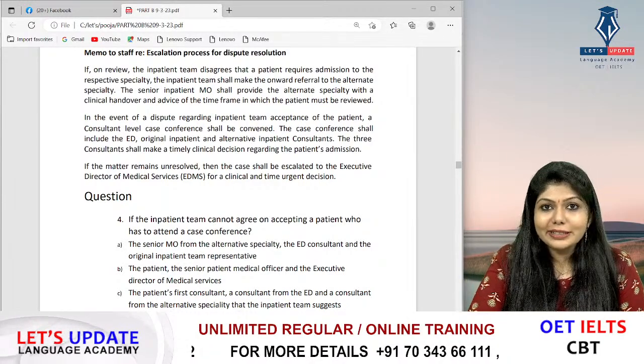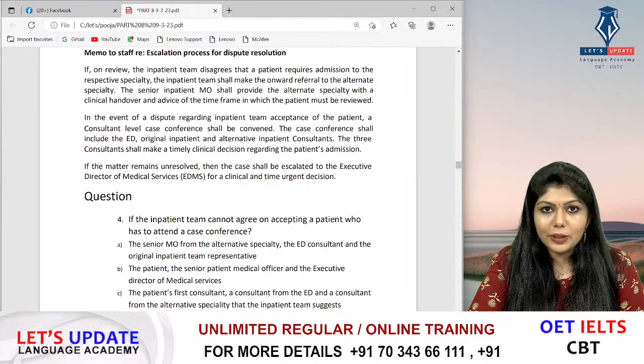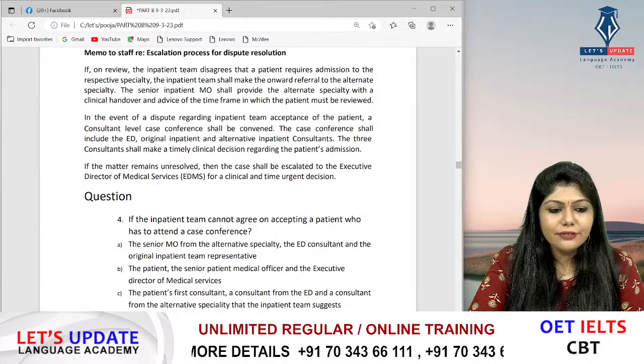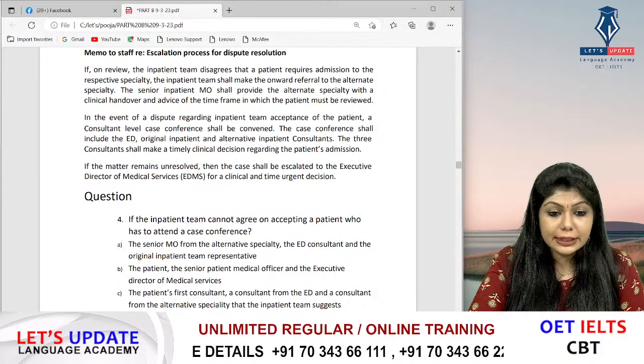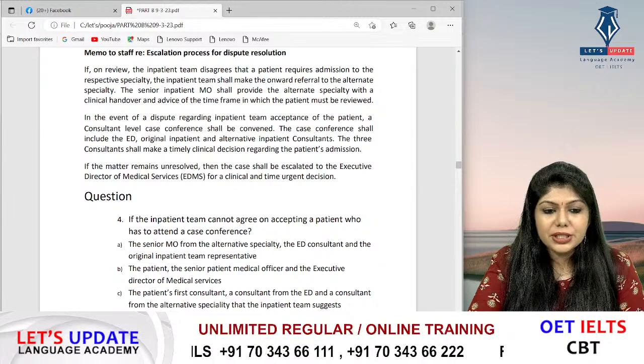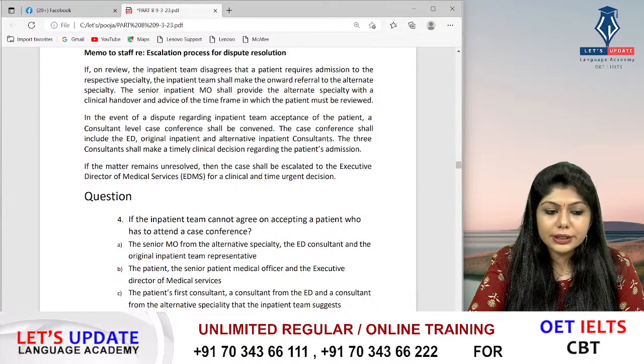Okay, so now I can see you coming up with your answer. So now we shall just go through the extract. That is, if on review the inpatient team disagrees that a patient requires admission to the respective specialty, the inpatient team shall make the onward referral to the alternative specialty.